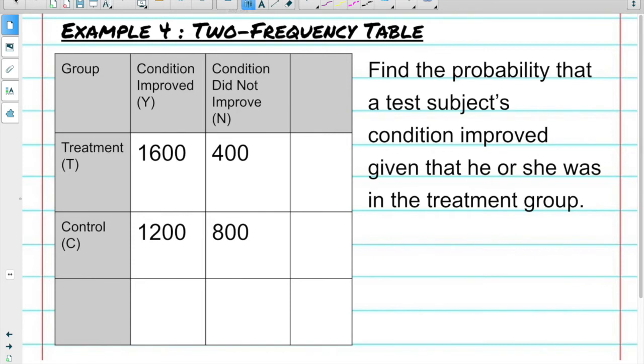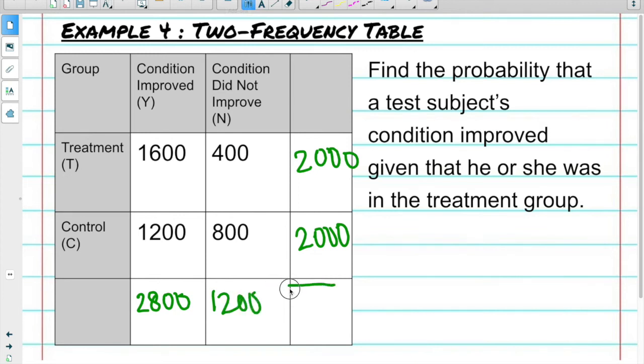First thing I like to do with the frequency table is add an extra row and column at the bottom and at the very right, because this way I can get my totals and have them written out. Because no matter what with the frequency table, you're going to need these totals, so you might as well write them out at the very beginning. So 1600 plus 400 is going to give me 2000. 1200 plus 800 is also going to give me 2000. 1600 plus 1200 is going to give me 2800. And 400 plus 800 is going to give me 1200.